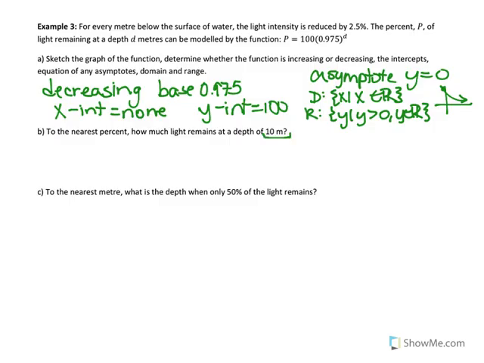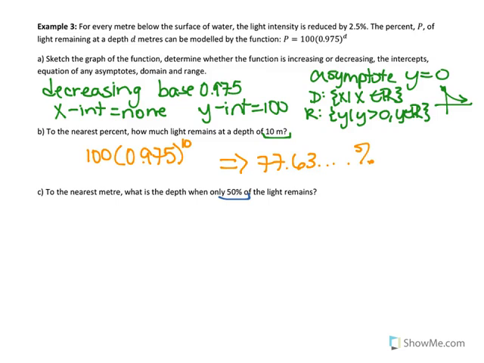Okay, to the nearest percent, how much light remains at a depth of 10 meters? We're just going to plug 10 in for d. So 100 times 0.975 to the power of 10. The number you should get is 77.63. So that's percentage.